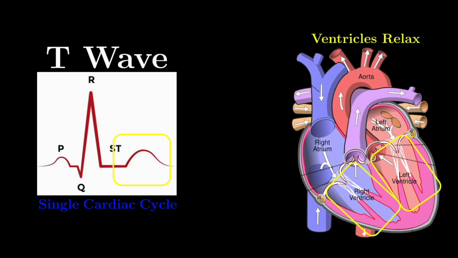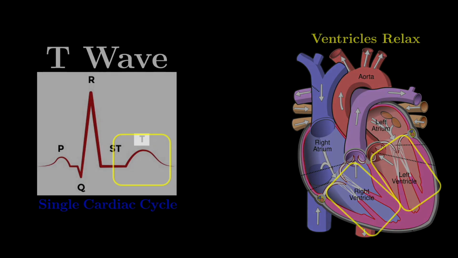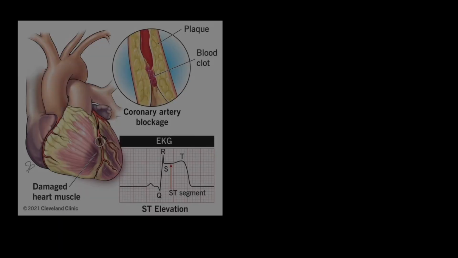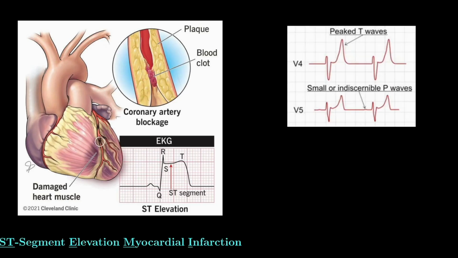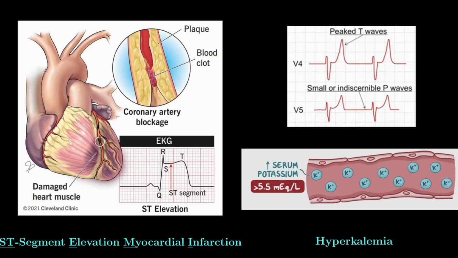However, what makes ECGs particularly interesting is how much information they reveal about the heart's health and rhythm. For example, an elevated ST interval indicates a blockage of one of the heart's main supply arteries, leading to a heart attack. Similarly, peaked T waves and diminished P waves are hallmark signs of abnormally high potassium levels in the blood.